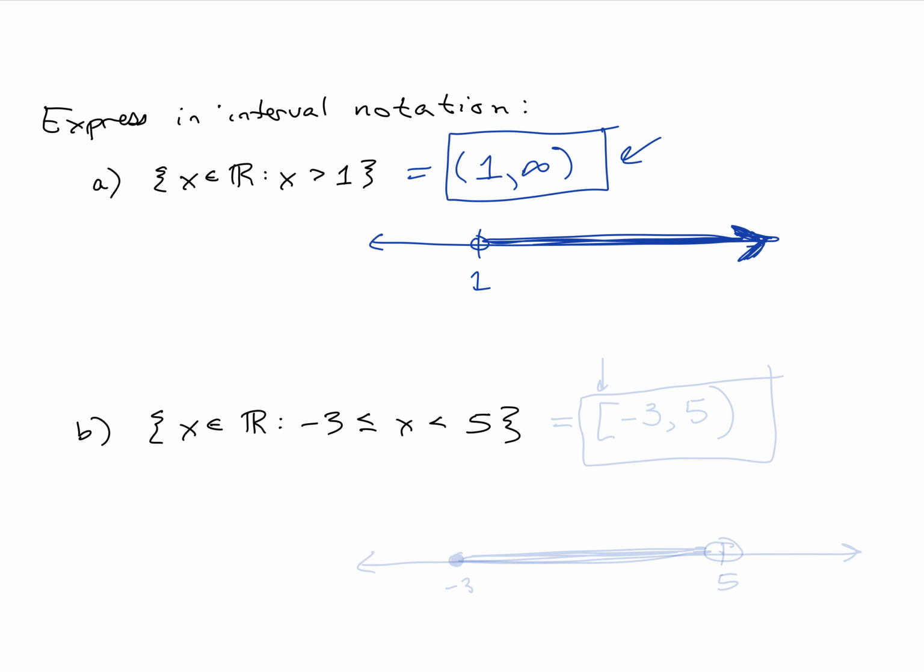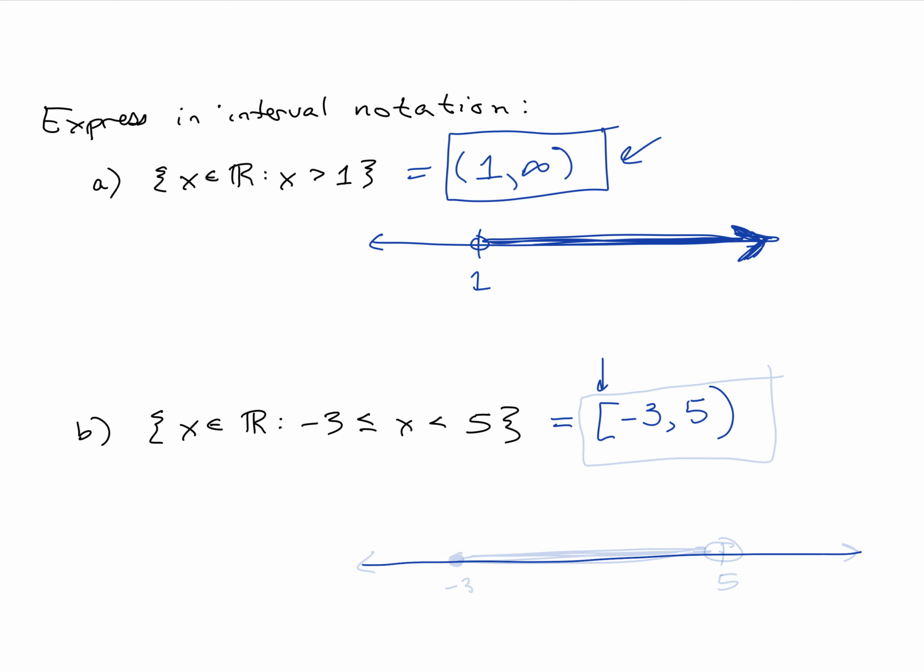All right, x in the real numbers such that -3 is less than or equal to x, which is less than 5. So that's a half open interval. -3 is less than or equal to x, so -3 is included, and that means we use a square brace there, whereas we use an open parenthesis for the right-hand side because 5 is not included.